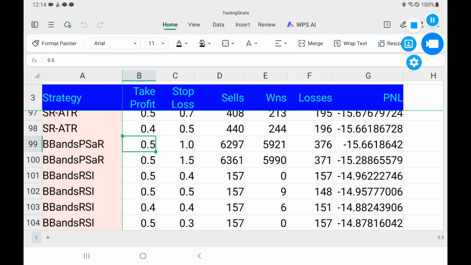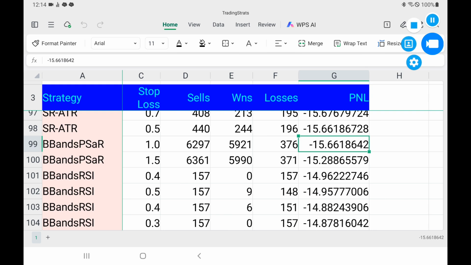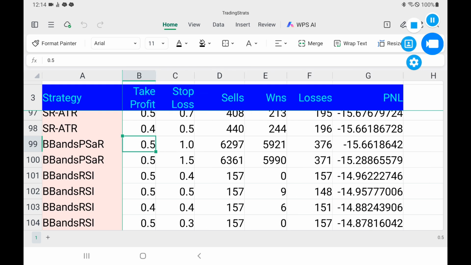This is an interesting strategy in that we have a negative reward to risk, and yet here is something really fascinating. Only 376 losses and 5,921 wins, but it still did poorly. That's an important consideration. Again, that's why you need to really run these kind of tests.